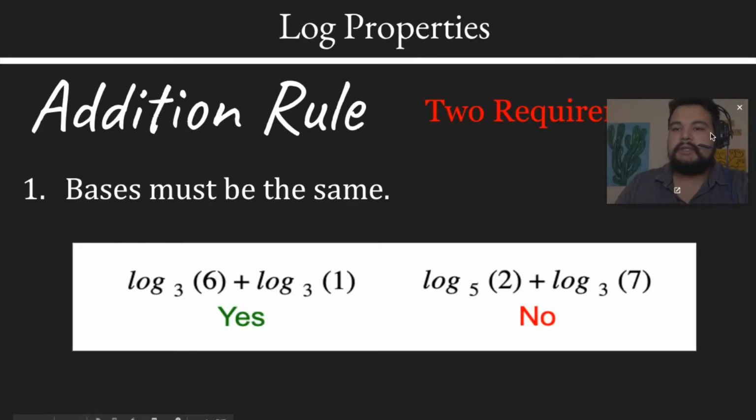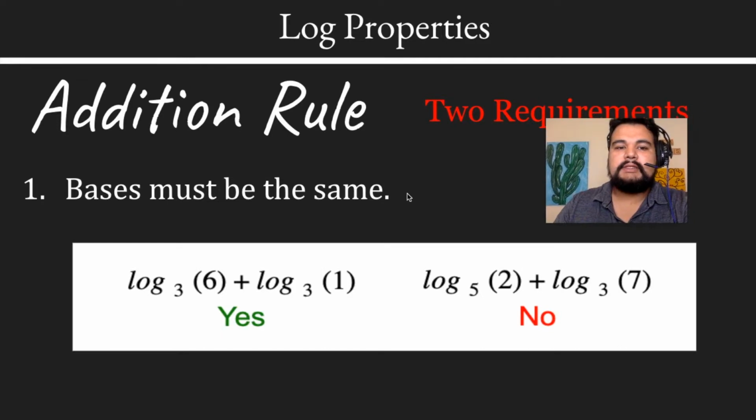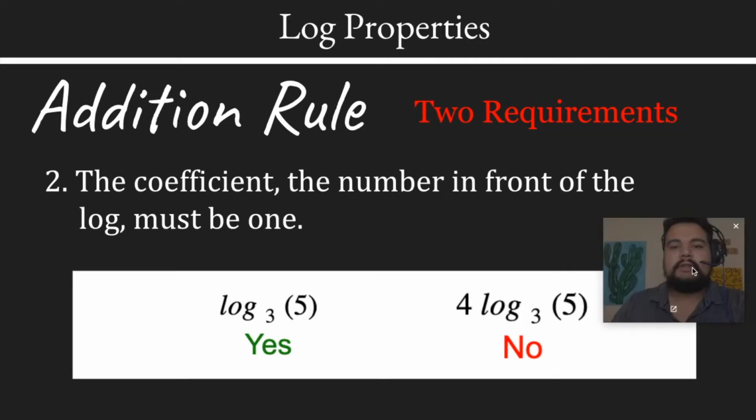Now addition is pretty easy. You just have to have the same base. So the base, the number in front of the log before you add them, must be 1. So here we have an invisible 1, while over here we have a 4. This one we can add and subtract as much as we want, but this one we cannot. We will have to do something to the 4.